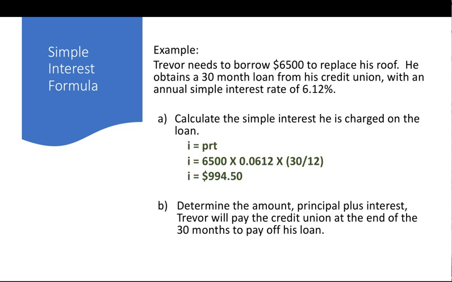So first of all, we're calculating the simple interest he's charged. So remember the formula is I equals PRT. The principal is $6,500. The interest rate, written as a decimal, is 0.0612. And the length of time is 30 months. So that's 30 divided by 12 because this is an annual interest rate. So 30 months divided by 12, and there are 12 months in a year. And when you multiply these all together, you get $994.50. That's the interest that he has to pay.